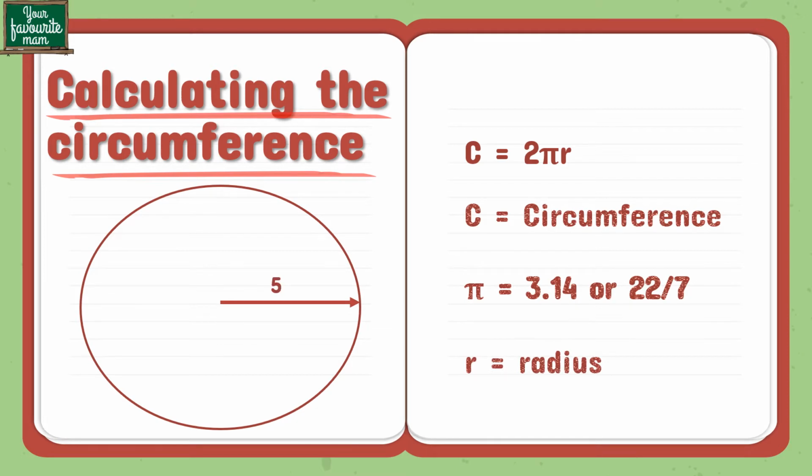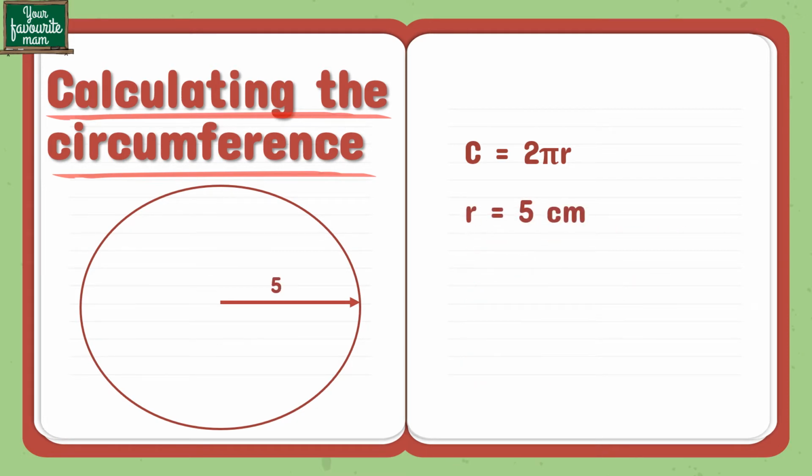So if we have a radius as 5 centimeters, putting this radius into the formula 2πr, that is 2 into the value of pi as 3.14 and r as 5, the circumference of this circle will be 31.4. So this is the formula, and that is how we calculate the circumference.